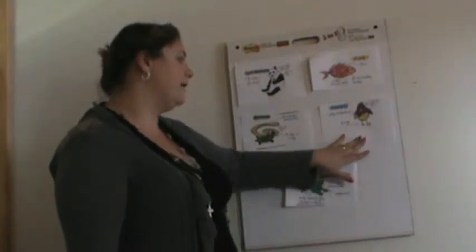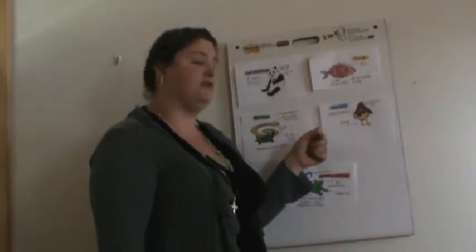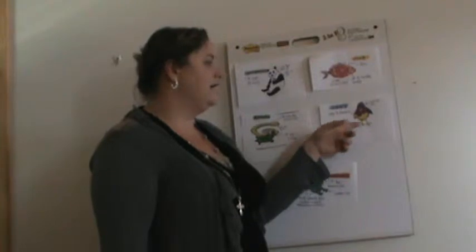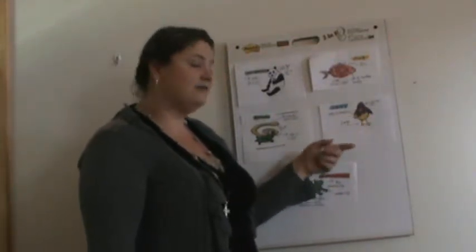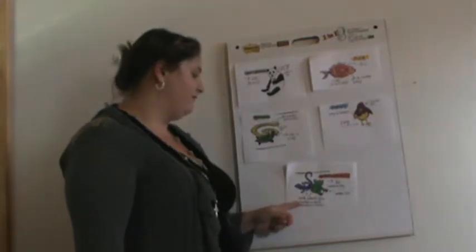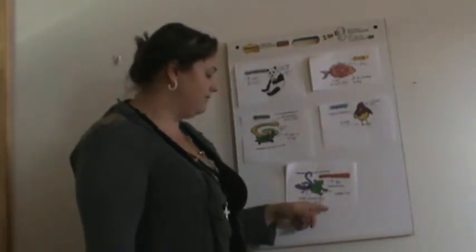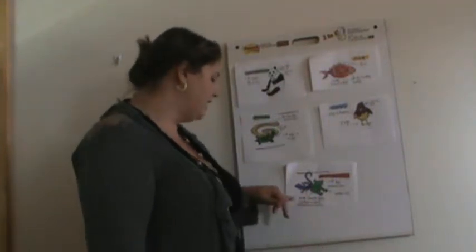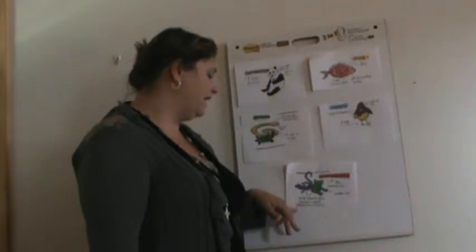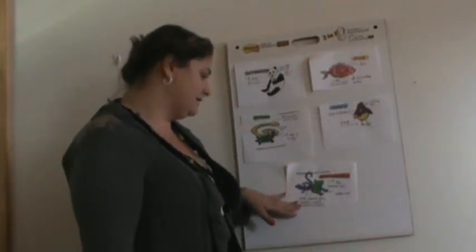Then we have our birds. Birds have wings and feathers. They have 2 legs, and you cannot see their ears, and they lay eggs. Then we have our amphibians. They have 4 legs or sometimes none. They have web feet because they're located in a wet environment. And they have moist, smooth skin, and they have no hair or fur, and they also lay eggs.